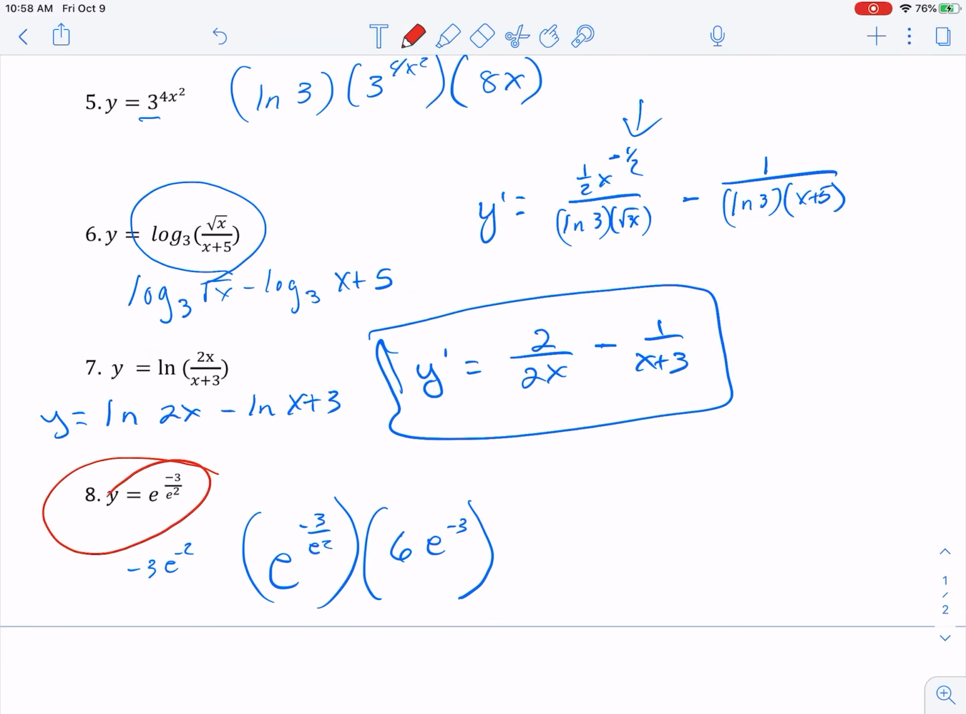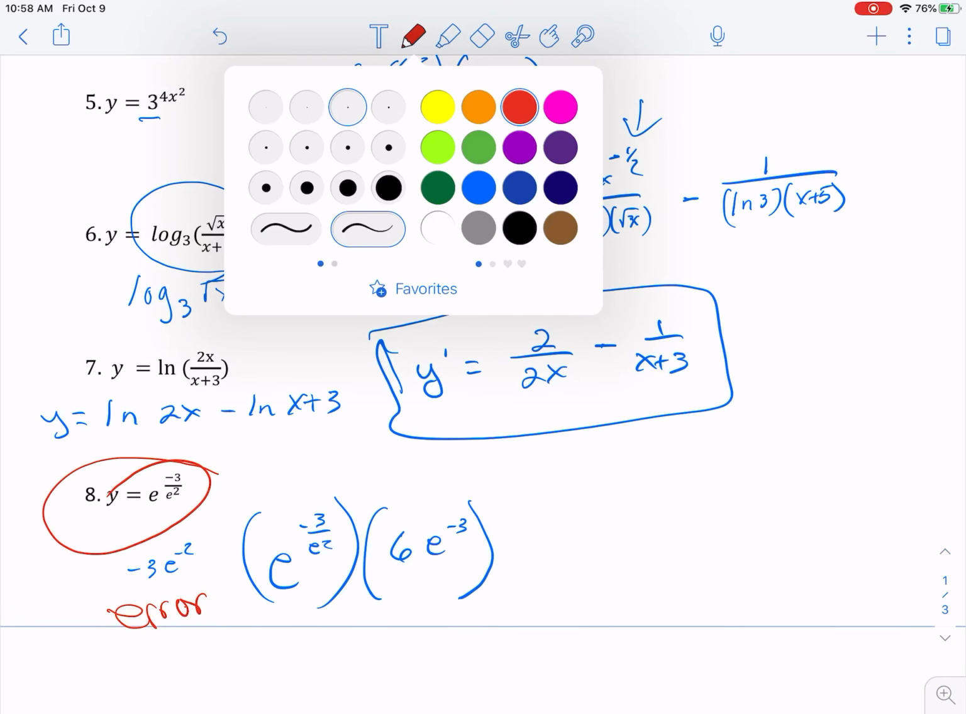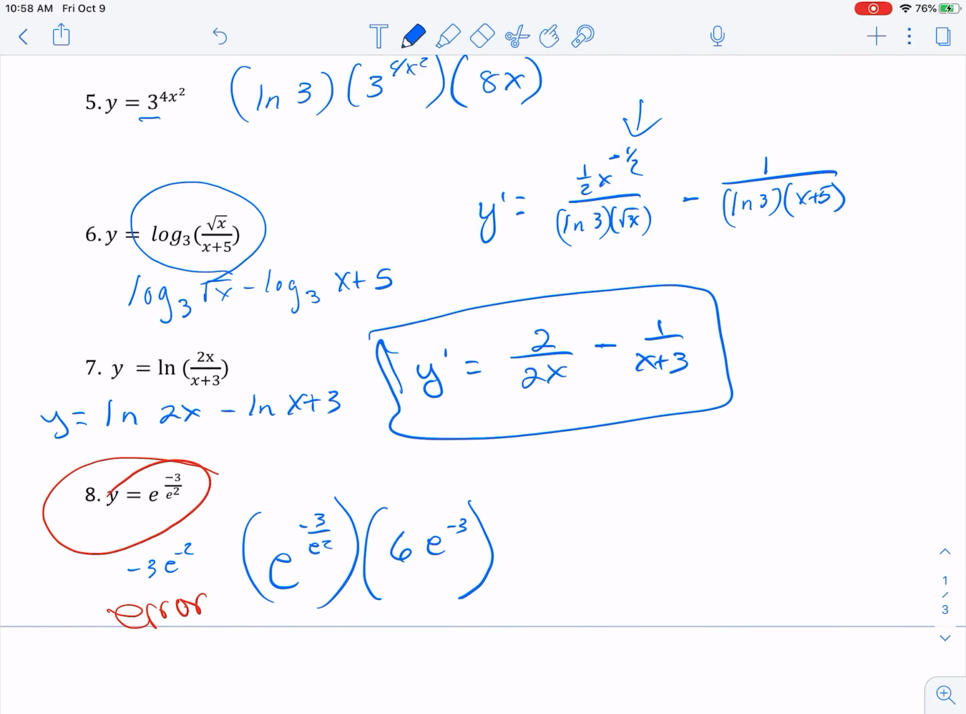This one, I made an error. Oh, wrong. So sorry. The derivative of e to the x is e to the x. Well, there's no variable here. This is just a constant, so the answer is 0, because the derivative of a constant is 0. Oops. If this was an x, then we would have been okay. But what we did was wrong, so cross that out.